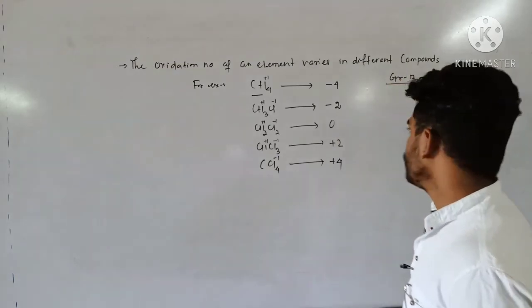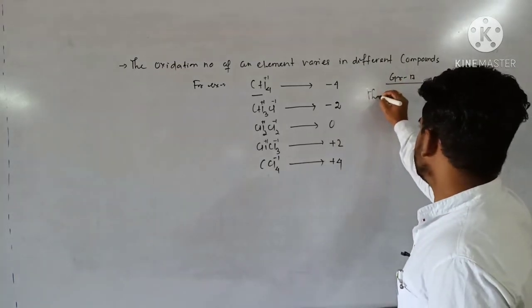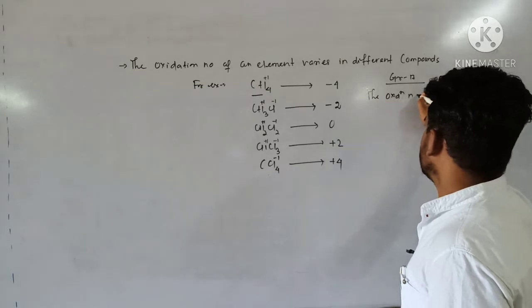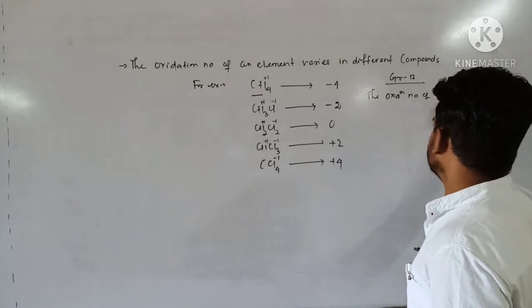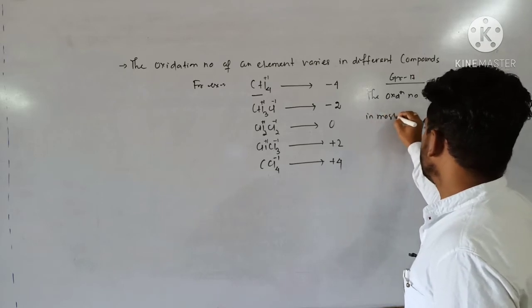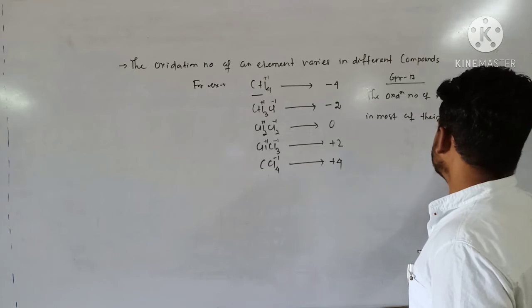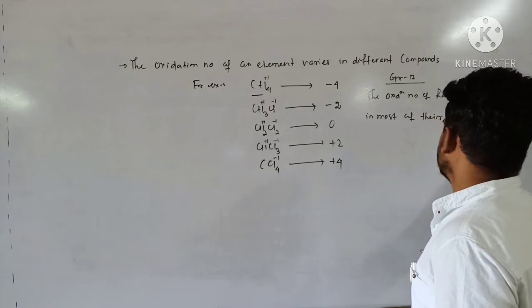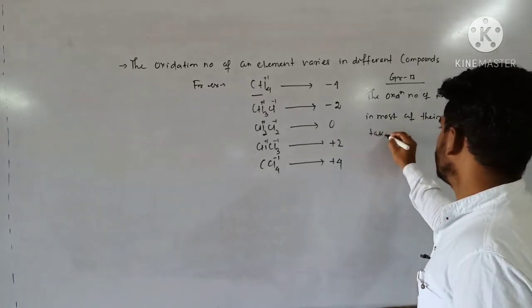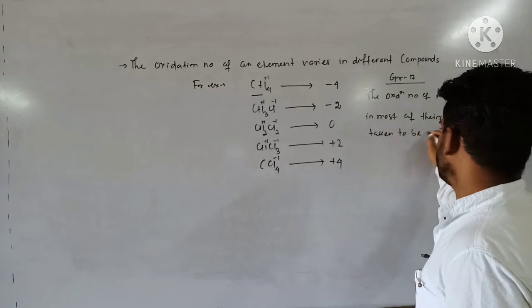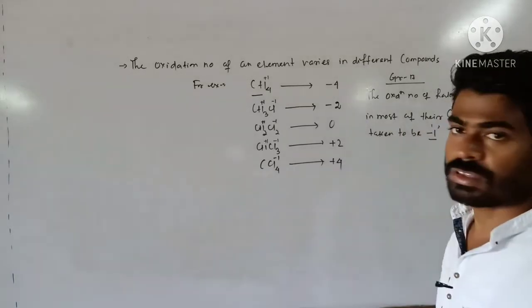And just remember the oxidation number of halogens, the group 17 elements. Here I am writing that the oxidation number of halogens in most of their compounds is taken to be -1. Clear?